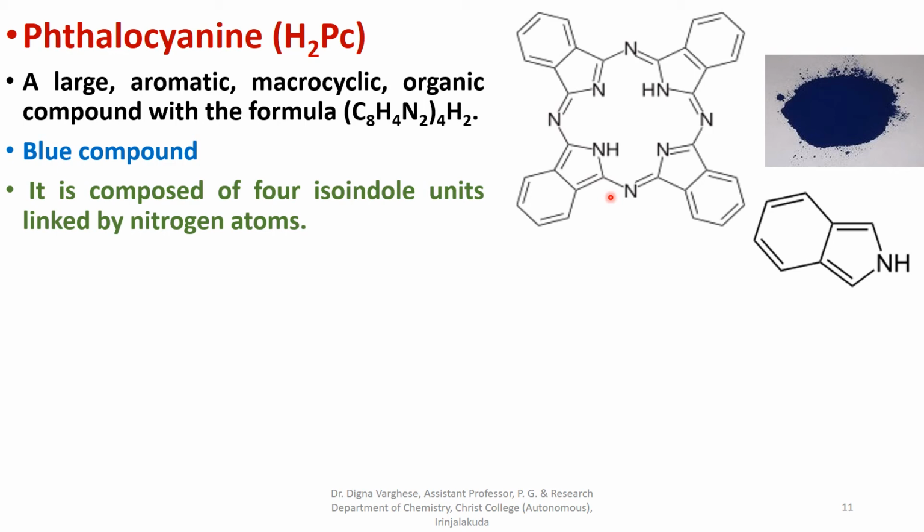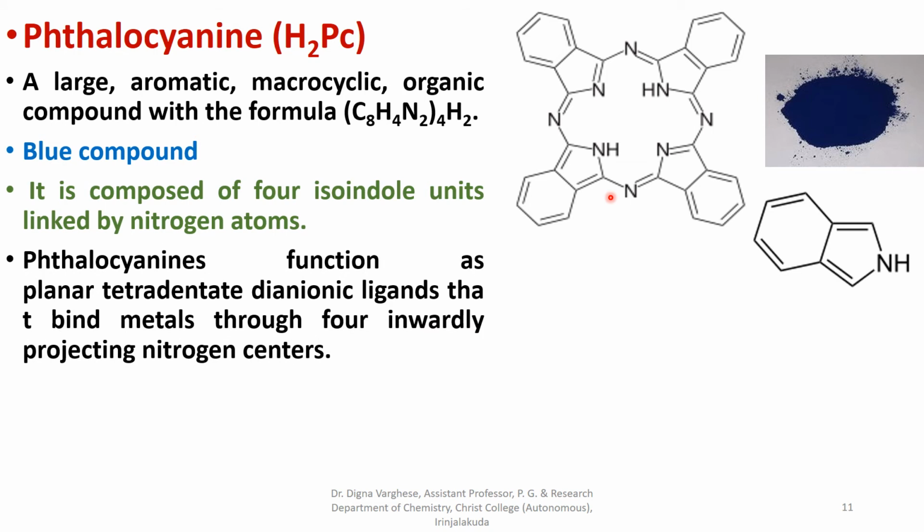from this structure. Phthalocyanines function as planar tetradentate dianionic ligands that can bind metals through 4 inwardly projecting nitrogen atoms. Here the 4 inwardly projecting nitrogen atoms: one is this, one is this, one is this, and one is here. The most important phthalocyanine complex is copper phthalocyanine, and the 4 nitrogen atoms are attached to the copper, and the 2 hydrogens are replaced, forming a strong bond.